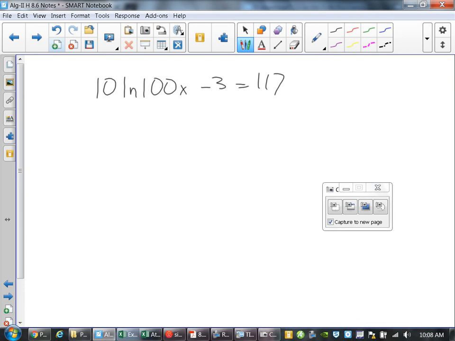Anyway, what do you think your first step is? Yeah, add 3. Then what do you think you do? Divide by 10. Yes. Then what do you do? Exponentiate with e. So you get 100x equals e to the 12th. Remember, natural log is log base e. So in order to get rid of the natural log, you would exponentiate with e.